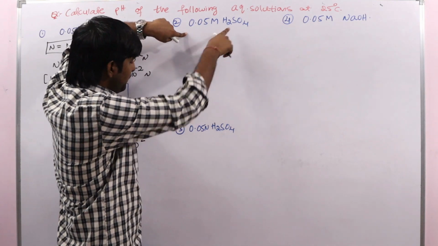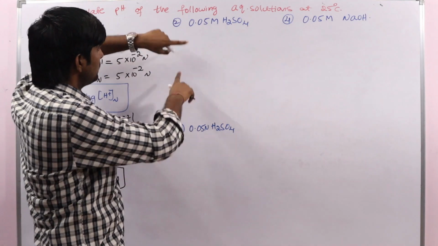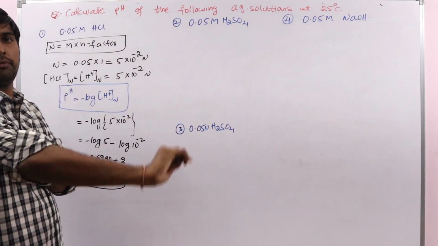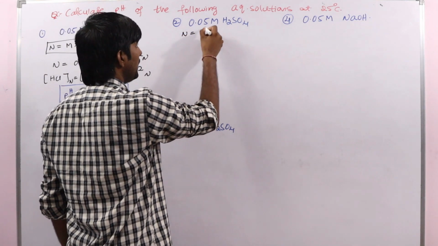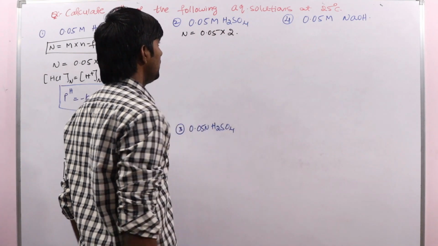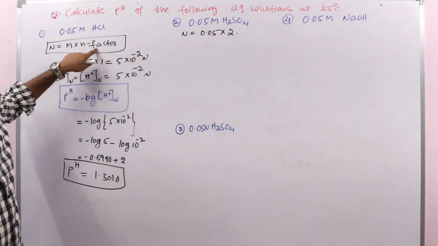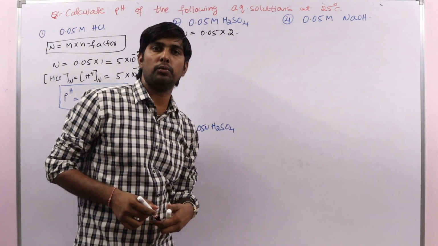0.05 molar H2SO4. This is 0.05 normal H2SO4. Okay, so in both cases we get different answers. Let us see. Normality is equal to, here, how much? Molarity 0.05 into n factor is 2. Okay, so here we already have the formula: normality equals molarity into n factor. For H2SO4 it is 2, yes or no?